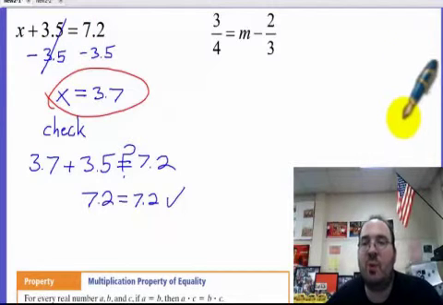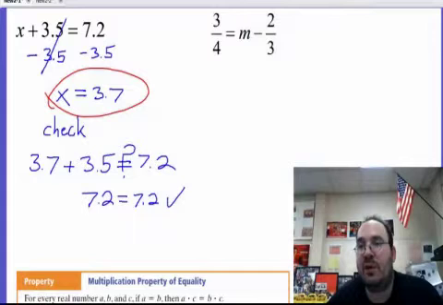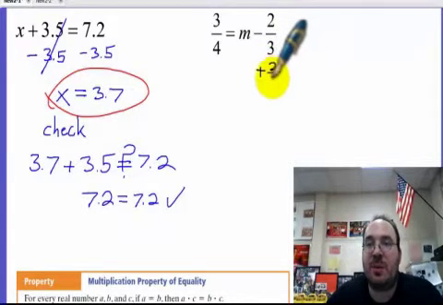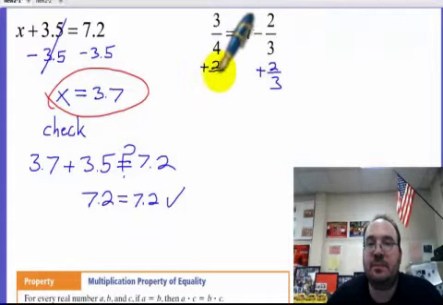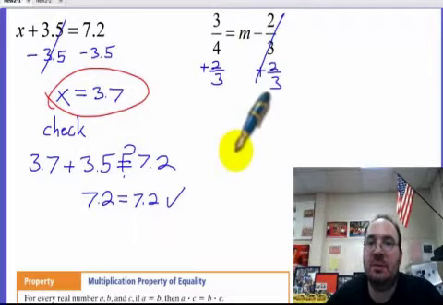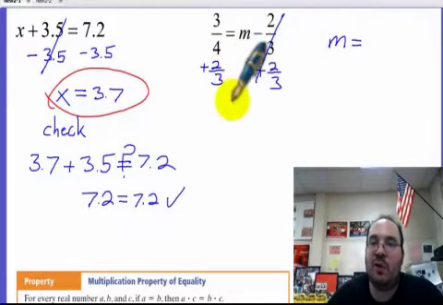Okay, let's do one more. I have m minus 2/3 equals 3/4. So I am going to add 2/3 to both sides. And the 2/3 cancel, and I get m equal to 3/4 plus 2/3.